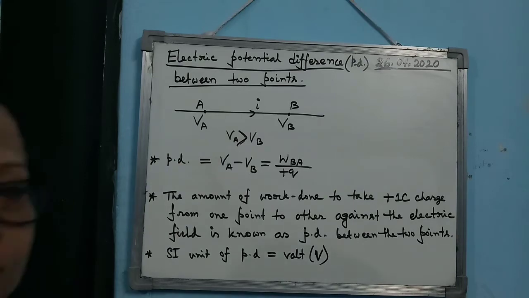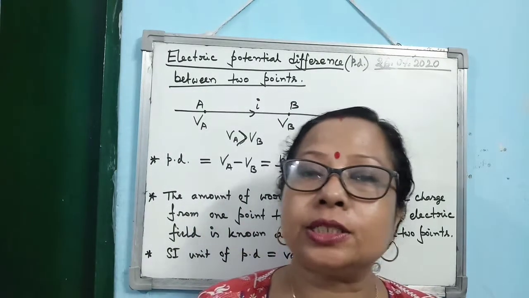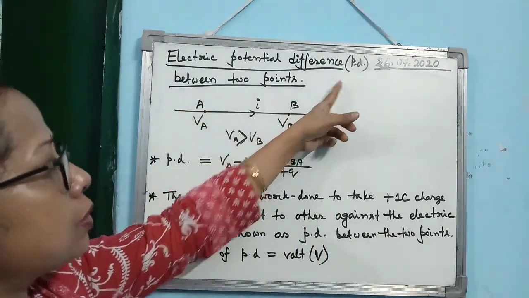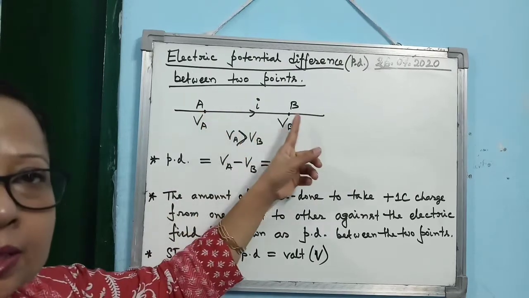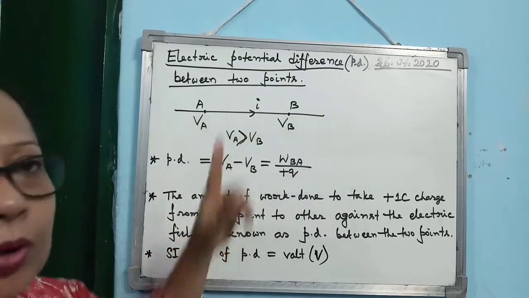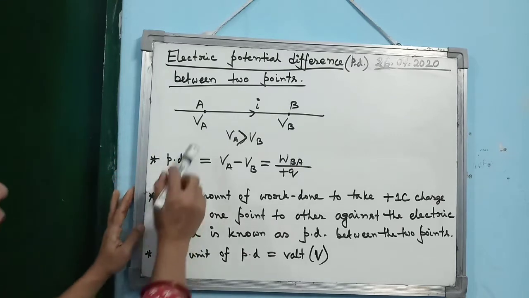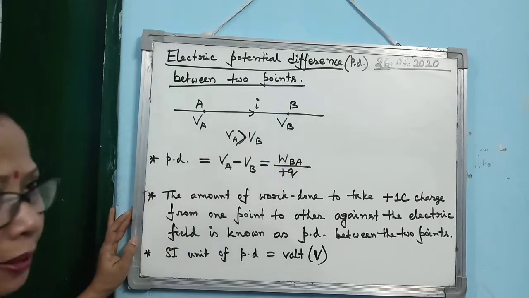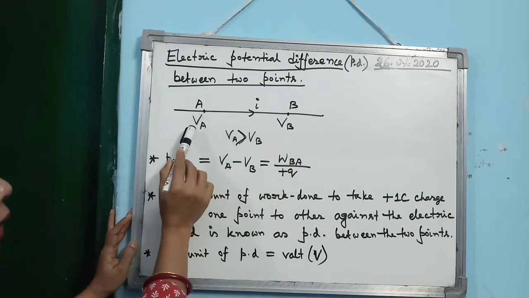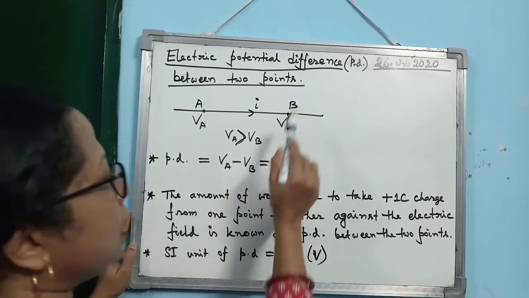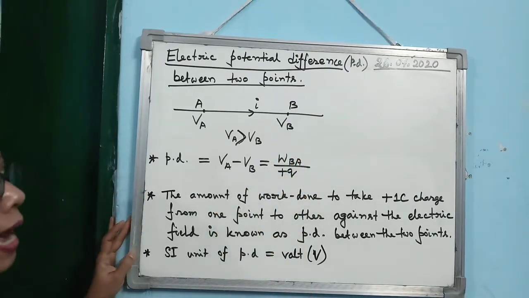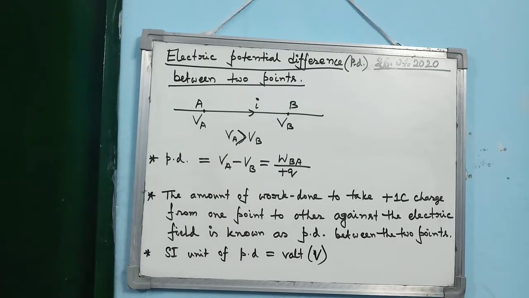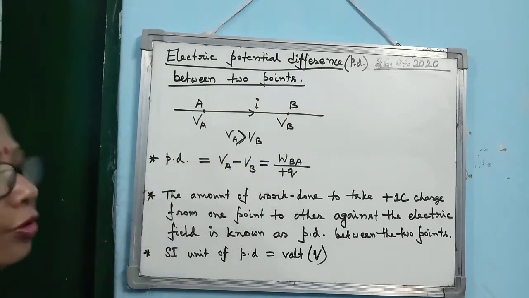Now the next topic is the concept of electric potential difference. Very simple: from the term itself you can make out that potential difference means the difference of potential between 2 points. Consider this diagram: current is flowing through the conductor from point A to B. Let us assume that at point A the potential is VA and at point B the potential is VB. As current is moving from A to B, you can conclude that VA is greater than VB.